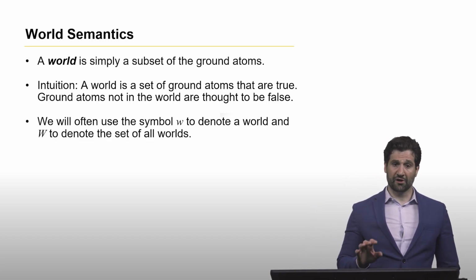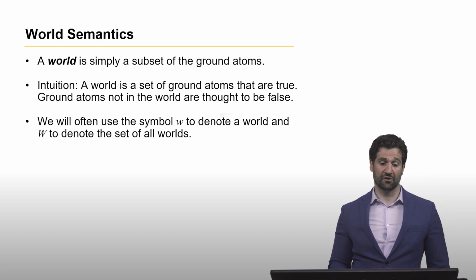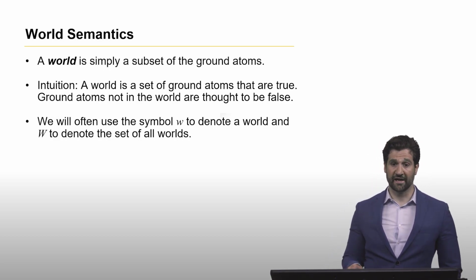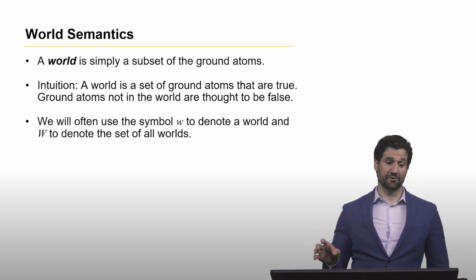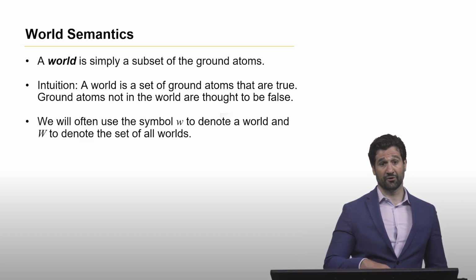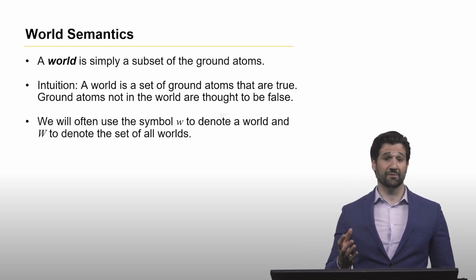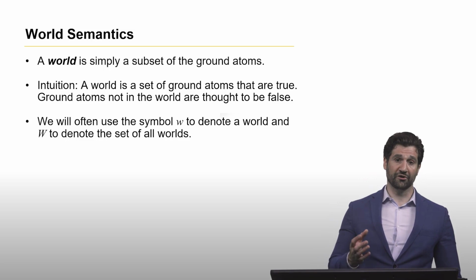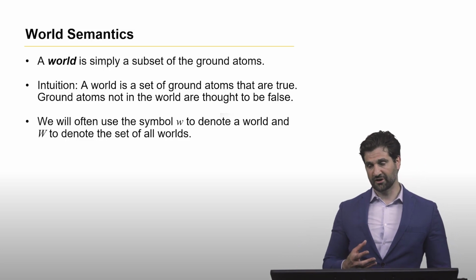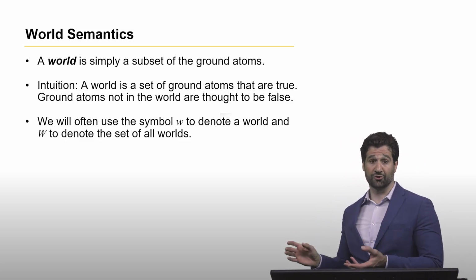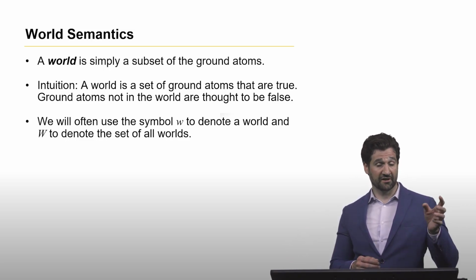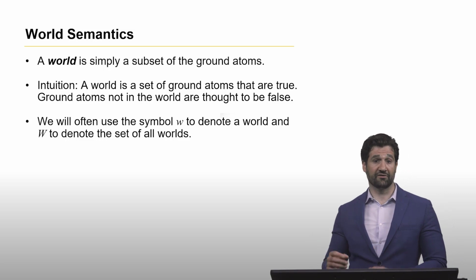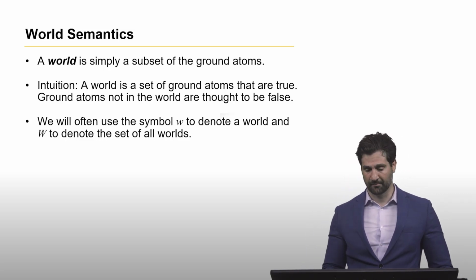Then we will also define what's called a world semantic. In earlier lectures we looked at propositional formulas and truth assignments of truth values to propositional variables. Here we will look at the same idea but a little differently, where a world is just a subset of the ground atoms that are true. You could think of converting a world to a truth table by taking all the atoms in the world, setting those to true, and setting everything else to false, and it's the same thing.